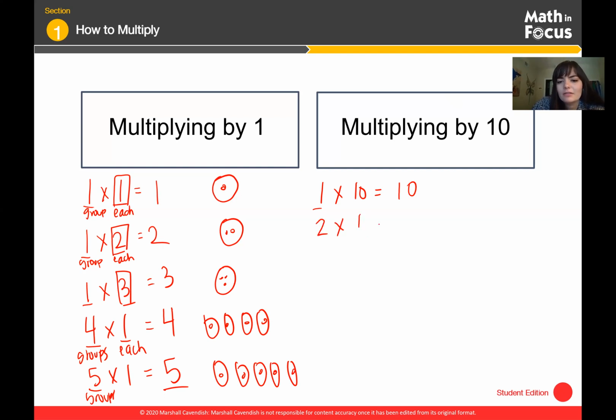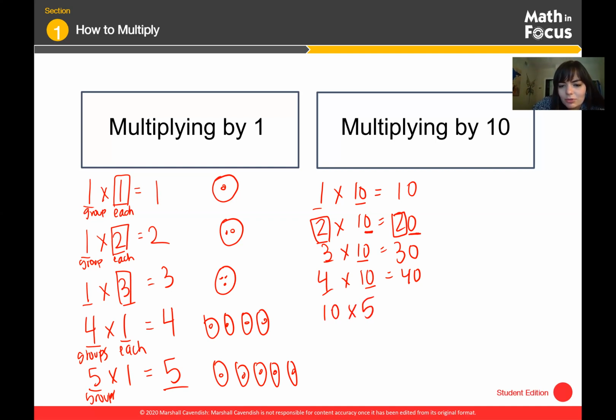2 times 10, 20. 3 times 10, 30. 4 times 10, 40. If I have a 10, I'm going to end up with the same number from the ones, and I just add a 0 to the end. See, 2, and I add this 0 from the ones. I put it here. 10 times 5, doesn't matter which order you put it, it's going to be 50. 10 times 6, it's going to be 60. 10 times 7, it's going to be 70, and so on and so on.